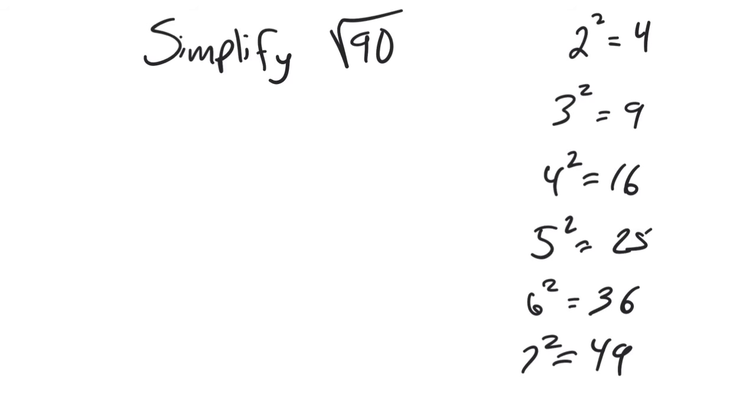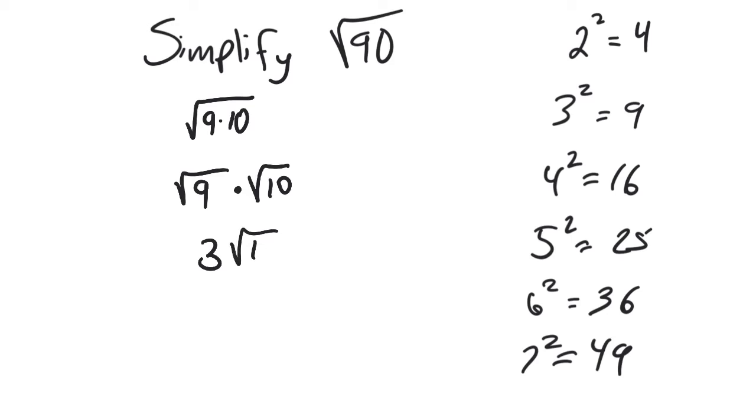49. And again, once you get this far, 49 times 2 is going to give you 98, so we know that nothing higher than that is going to go into 90. Looking real quick, the very first number I see is 9. 9 is going to go into 90 evenly. So I can say the square root of 9 times 10, which breaks down to the square root of 9 times the square root of 10. Then I can take the square root of 9 and make it 3 times the square root of 10.